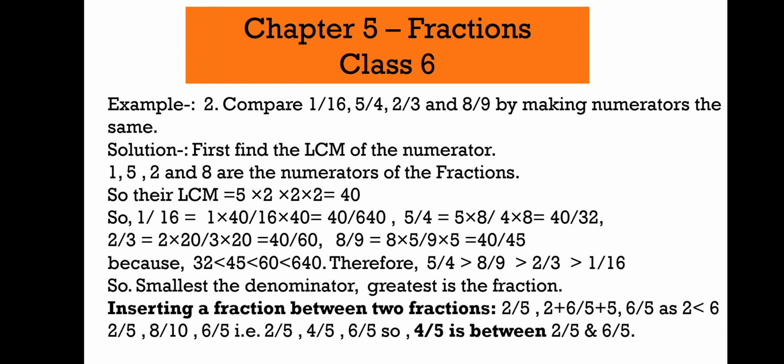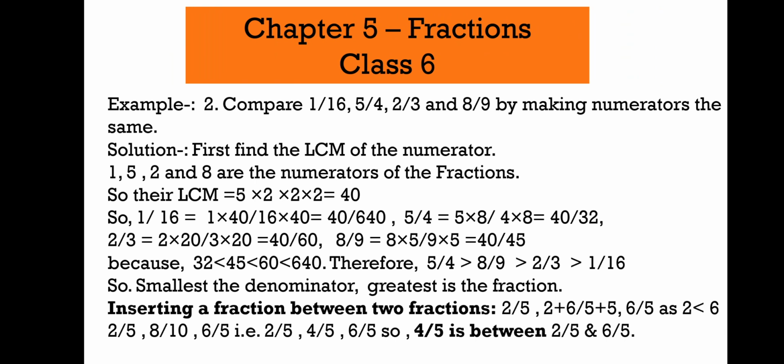Now 5 multiplied by 8 gives you 40. And thus 4 multiplied by 8, that is 32. 2 upon 3: 2 multiplied by 20 gives you 40, so 3 has to be multiplied by 20, which is 60. So 40 upon 60. 8 upon 9: 8 into 5 is 40, so 9 into 5 is 45. So that is how we have got the equivalent fractions for 1 upon 16 as 40 upon 640, because we have made the numerator the same.